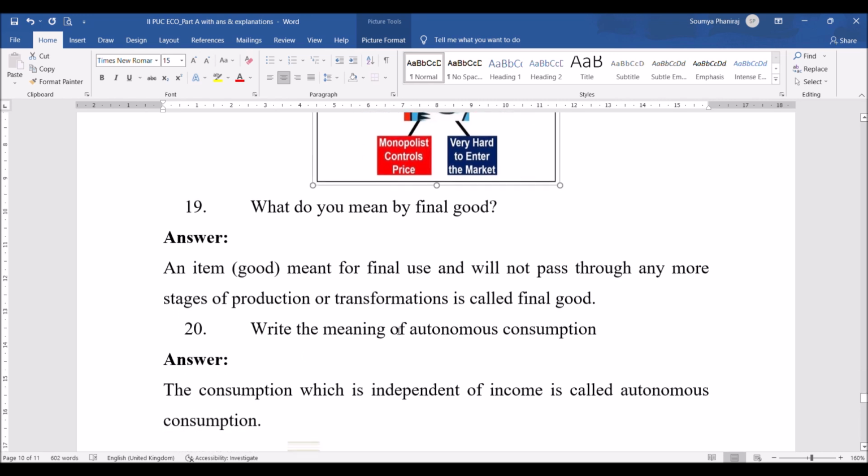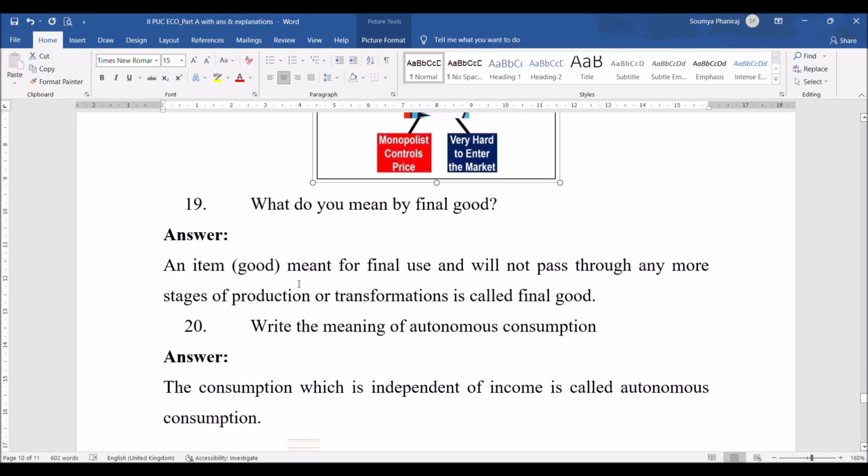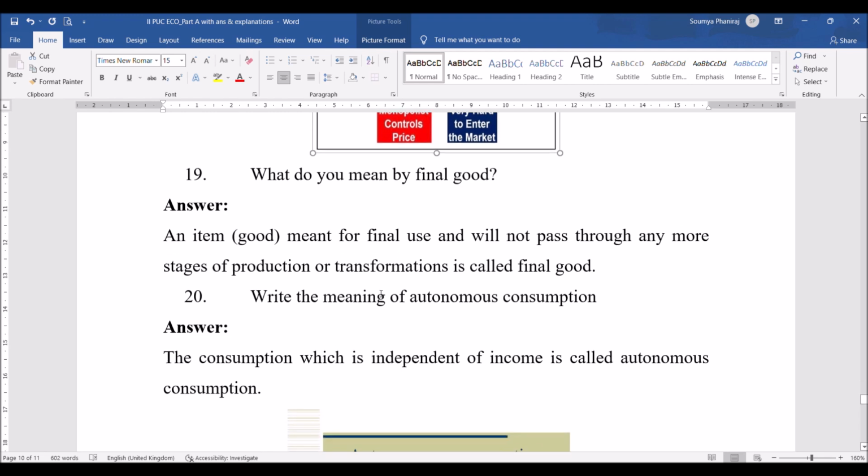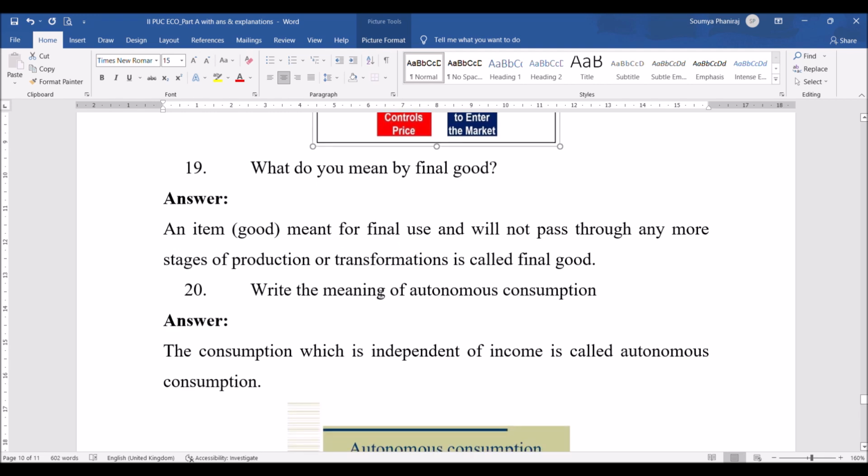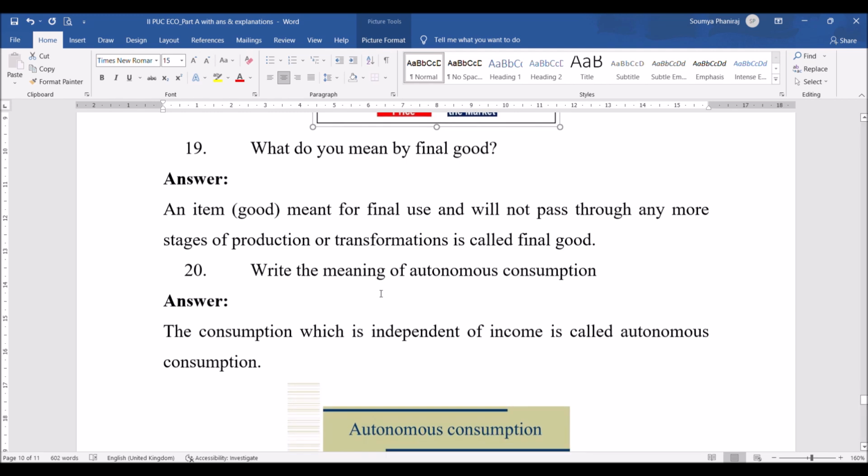What do you mean by final good? An item or a good meant for final use and will not pass through any more stages of production or transformation is called a final good. Basically, any item which is ready to use is called a final good.